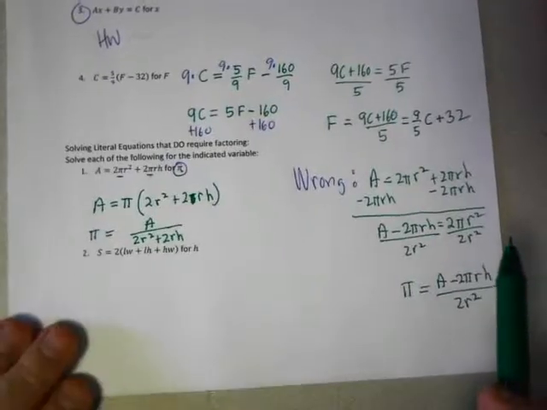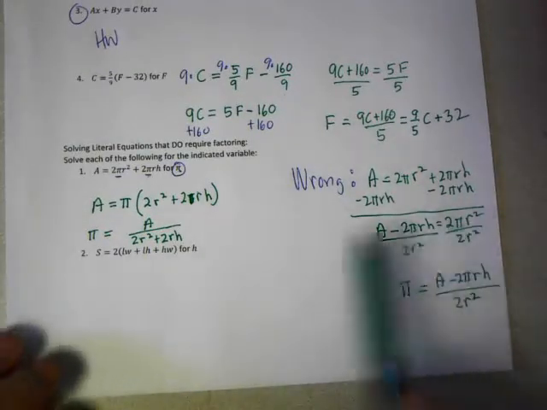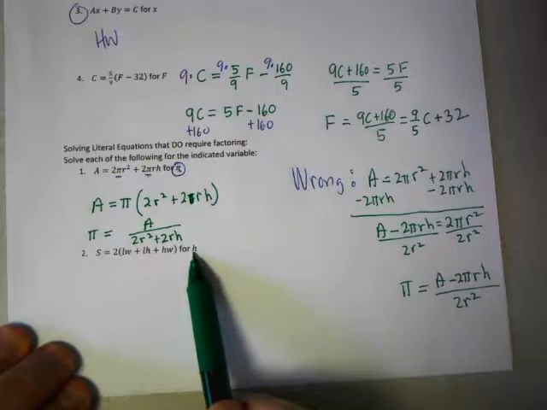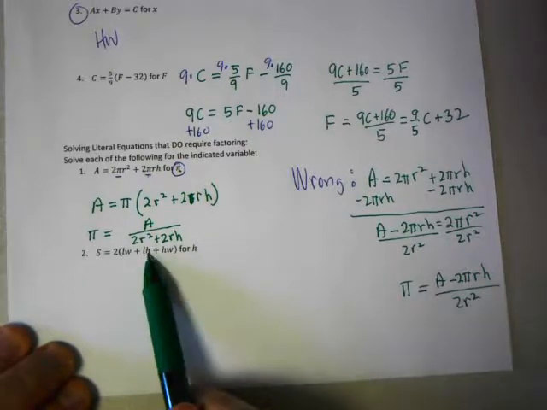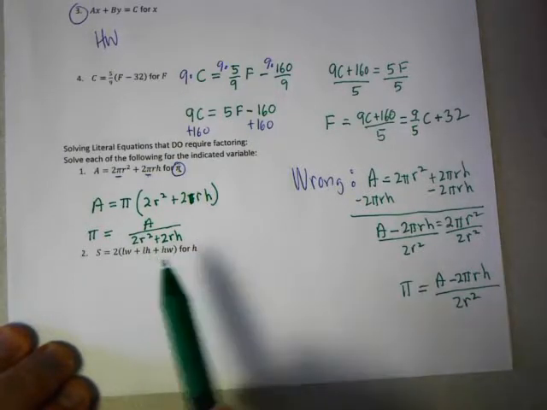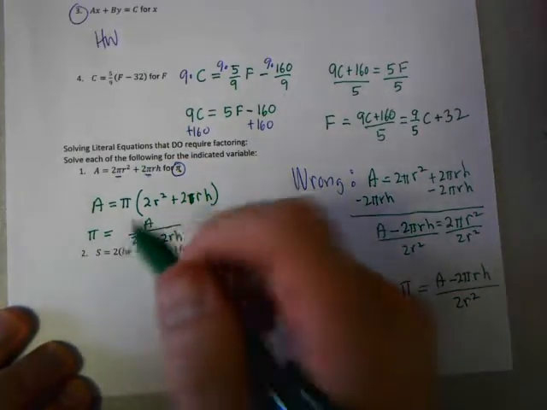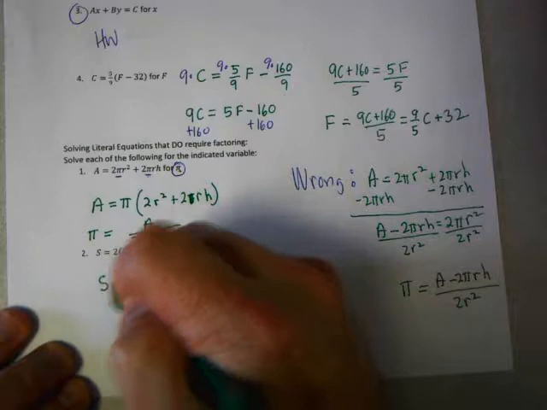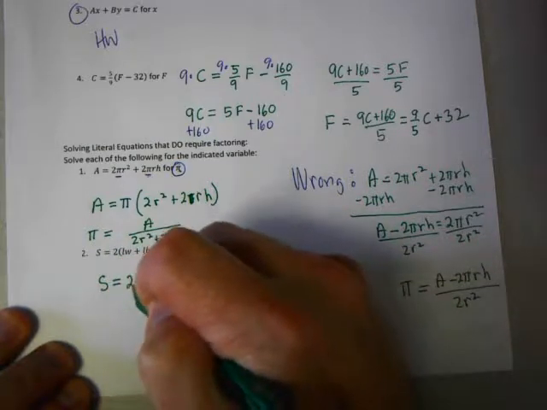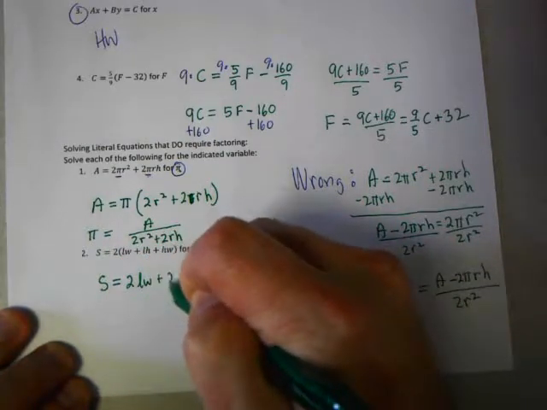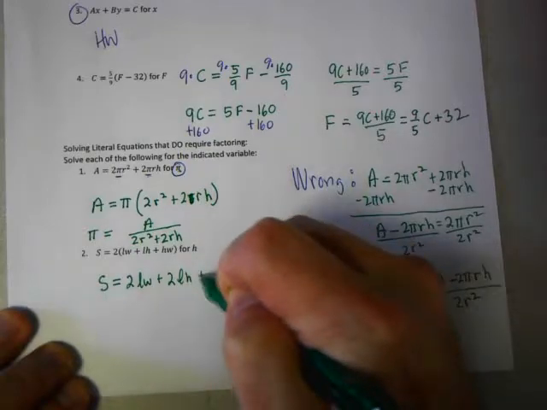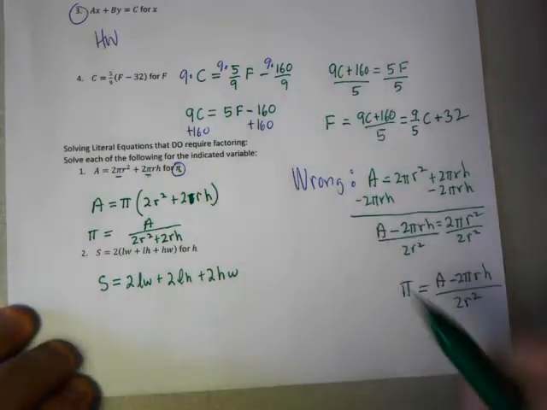Alright, so let's take a look at number 2 here. Number 2, I want to solve for h. And I notice that I have a couple of h's. Alright, but before I can factor, I think I need to do a little distributing here. Get rid of those parentheses. S equals 2lw plus 2lh plus 2hw.